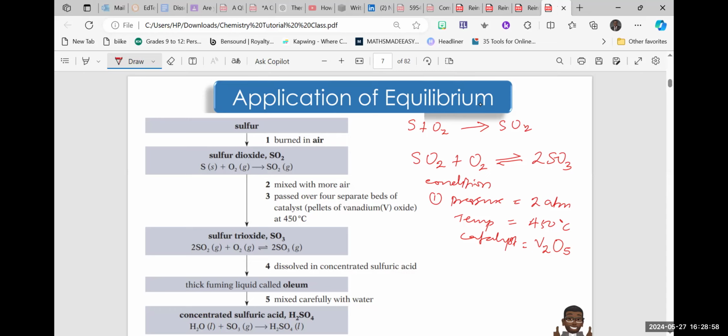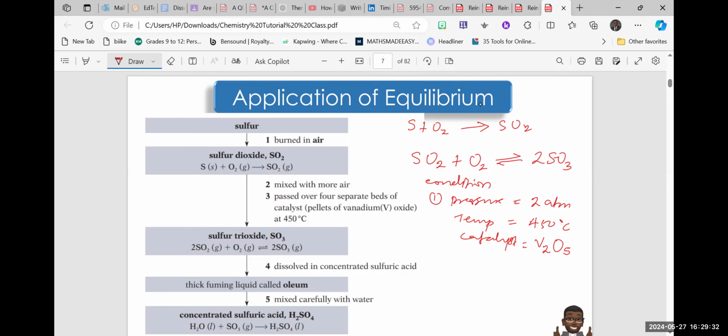Now the sulfur trioxide formed will need to be converted to sulfuric acid. But how is it converted to sulfuric acid? It's not going to be dissolved directly in water, even though it's an acid anhydride. It's going to be dissolved in what we call oleum. We dissolve it in concentrated sulfuric acid to form what we call oleum. Then the oleum will further give us the sulfuric acid.